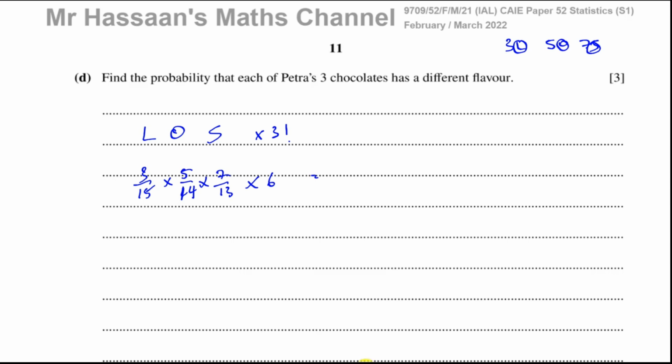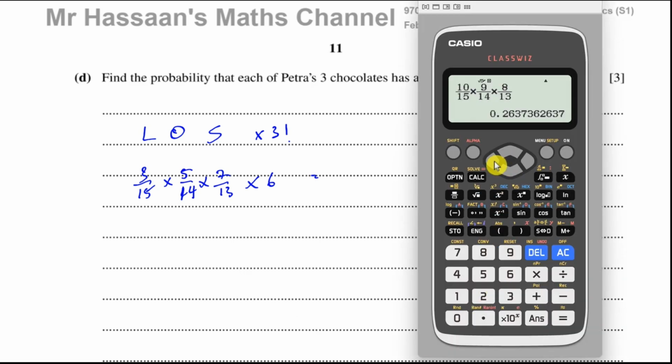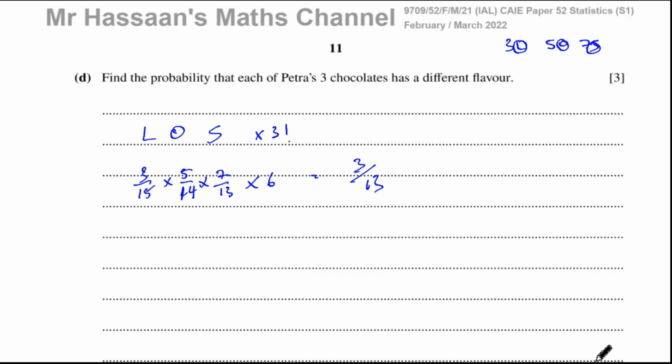Let's see what that gives us. We have 7 here, and we have 5 here, and we have 3 here. And we're going to multiply this all by 3 factorial, which is 6, 3 times 2. And that gives us 3 over 13. So that's how we can deal with D.